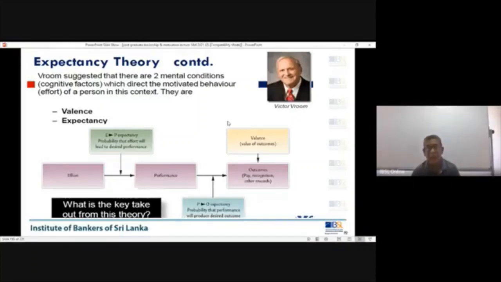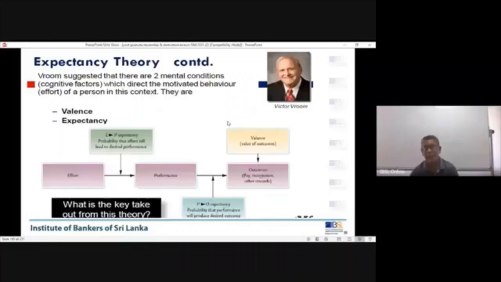Next part, the probability that performance will produce the desired outcome. Is the performance enough for me to achieve it? So we end up with valence. Valence is the value of outcomes. Okay, clear. So the reward must be good in order for me to perform, and so I need to make an effort to achieve the performance.